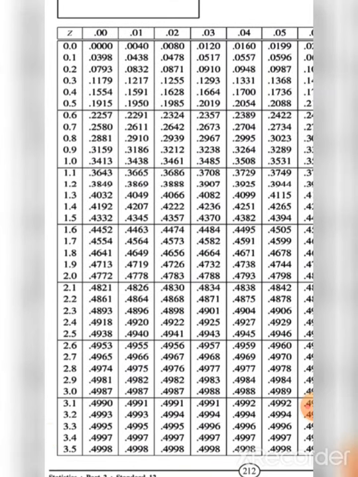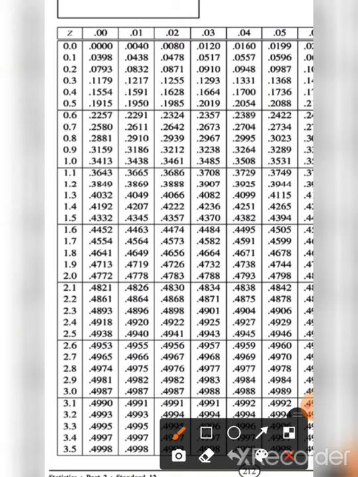Now suppose it is 2.34. So where is the 2.3? Your 2.3 is over here, and 2.34 means 0.04 over here. See where the column and the row are intersecting? The column and the row are intersecting over here. So what is the answer over there? The answer over here is 0.4904. That is how you are going to use the standard normal curve table, right?